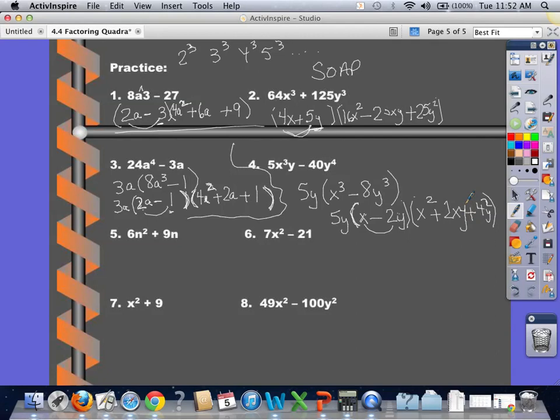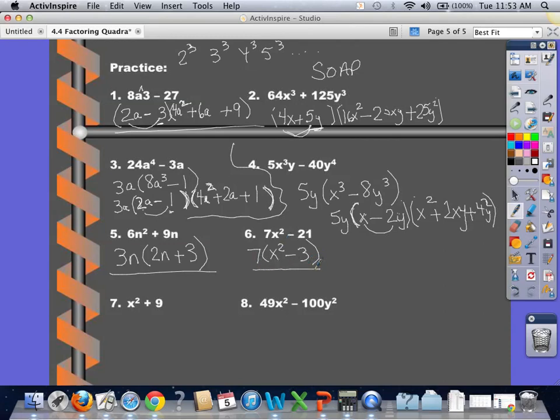Alright, so what can I do with number 5? GCF, I know 3 will come out, and an n. Leaves me with 2n plus 3. That's as far as this one can go, because there's nothing else going on. Alright, 7x squared minus 21. Take a 7 out. I'm left with x squared minus 3. This is not perfect. This is as far as this one will go.